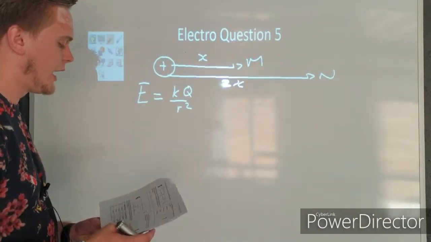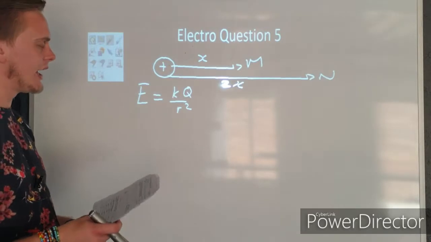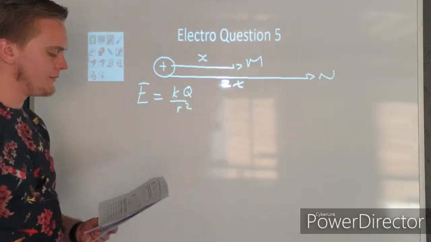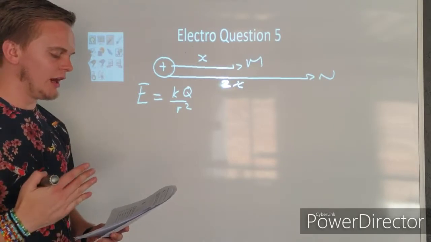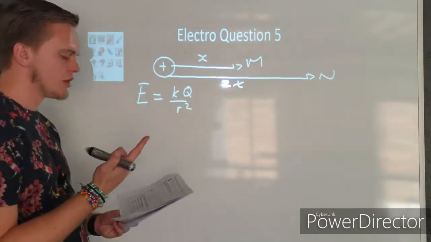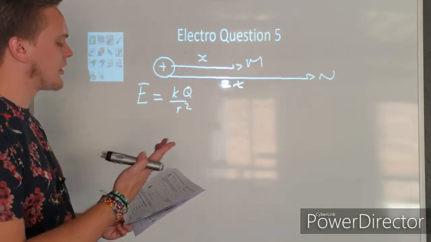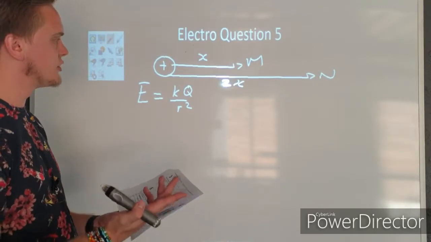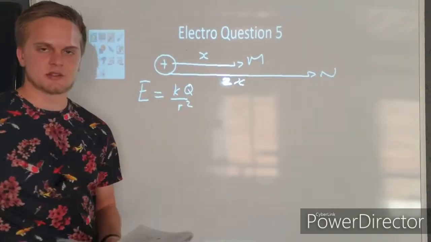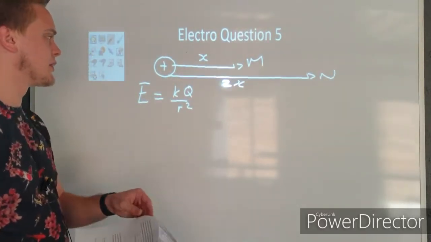Question 5: they say that we have the electrical field E at point M to be X, or X distance away. They want to know what the correct magnitude of electrical field strength E is when we compare the charge with the distance at N, which is twice the distance that it was with M.